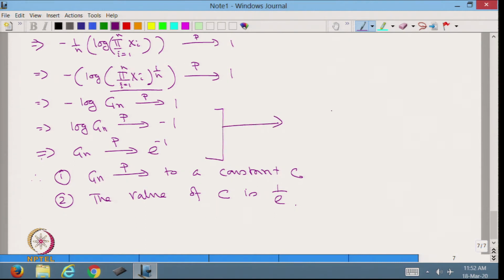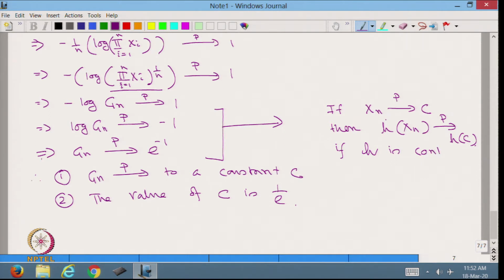Now, I have used a result at this point. The result is that if Xn converges in probability to a constant c, then h of Xn converges in probability to h of c if h is continuous. So, this is one result which I have used.